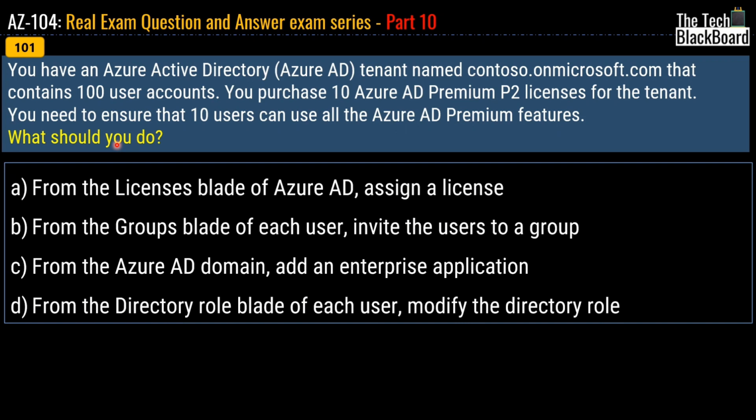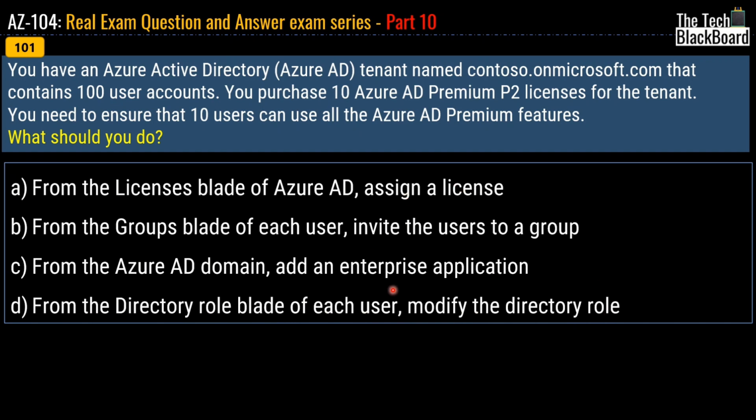What should you do? Your options are: from the licenses blade of Azure AD assign a license, or from the groups blade of each user invite the users to a group. The third option is from the Azure AD domain add an enterprise application, and the last one is from the directory role blade of each user modify the directory role. So which one out of these 4 options should you choose?